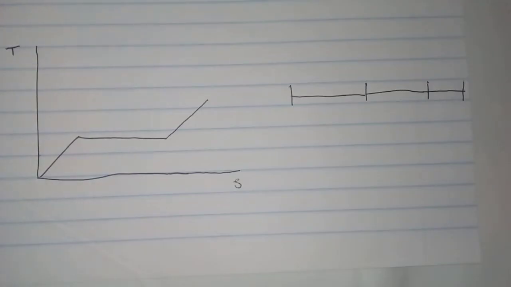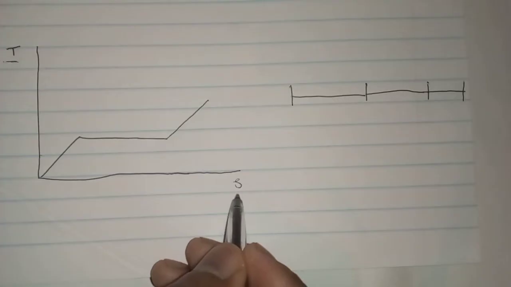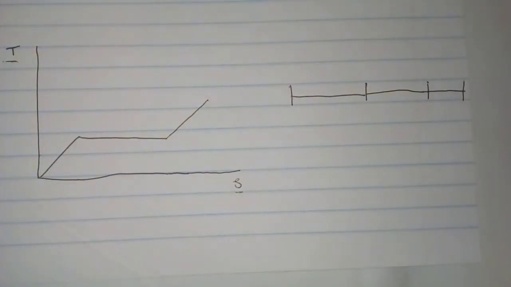I want us now to look at the TS diagram of water, how steam is generated. The TS diagram is temperature and this is entropy. If you're wondering what entropy is, it is the measure of disorder.